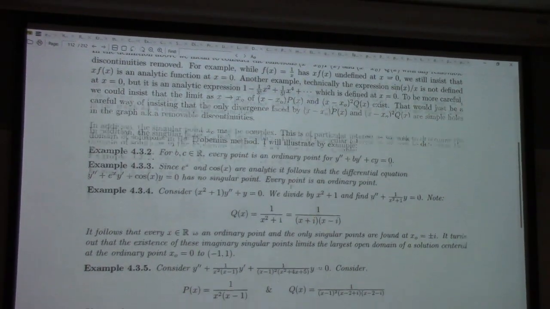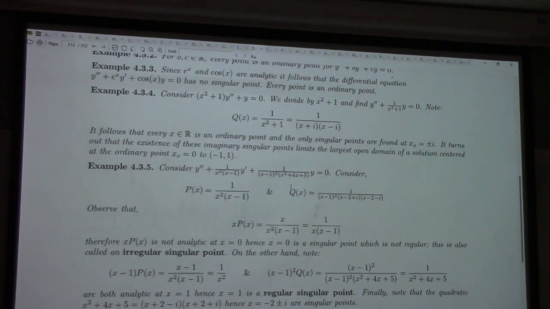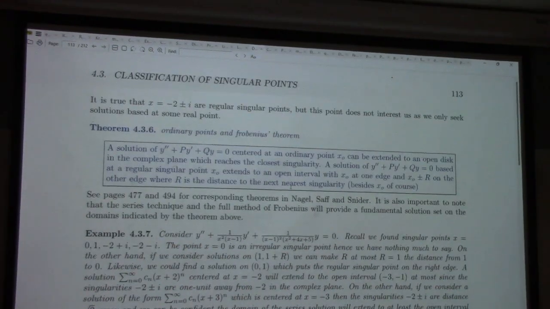All right, so I don't have a piece about testing this aspect of it in here, but in terms of language, we do need a little bit of this language. So there are also irregular singular points, which means that it's not a regular singular point. Anyway, let me get to the point. Let's move past this.